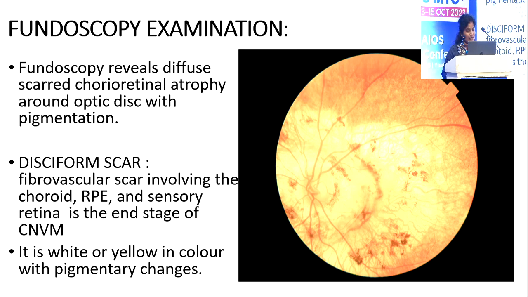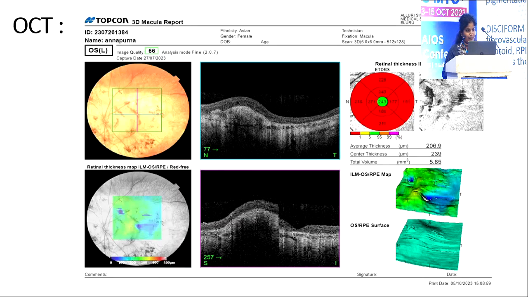Disciform scar is a fibrovascular scar involving the choroid, retinal pigment epithelium and sensory retina, and is the end stage of CNVM. It is white or yellow in color with pigmentary changes. In OCT, we see diffuse thinning of the macula.